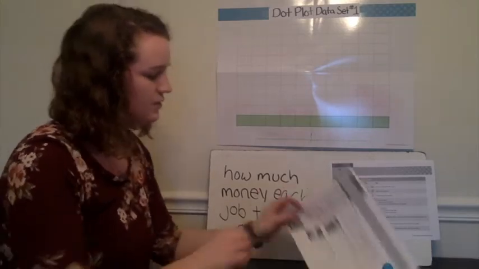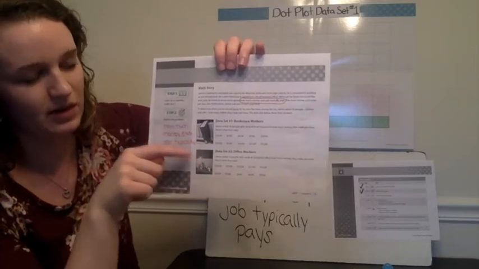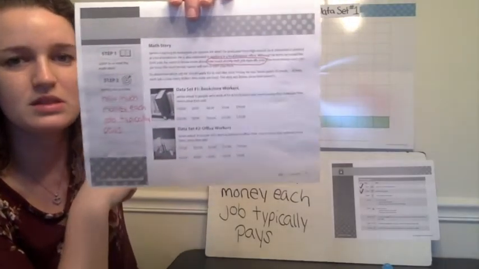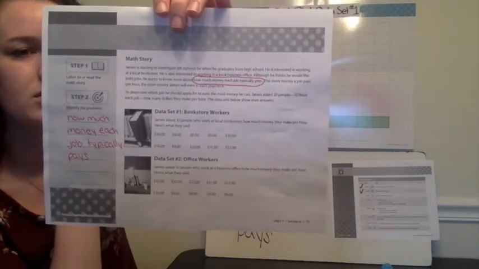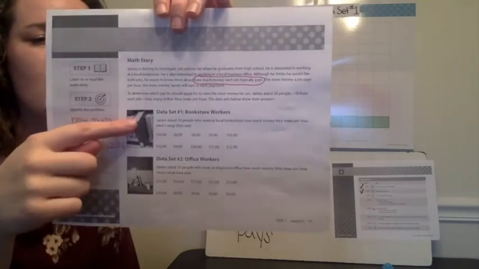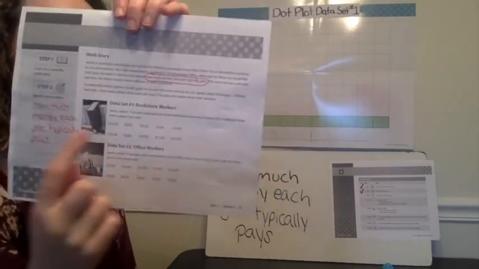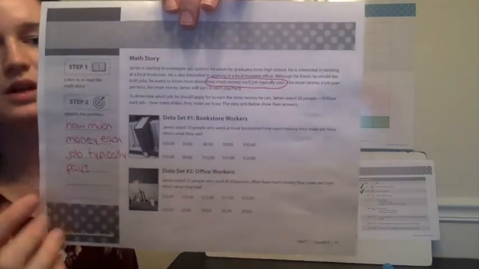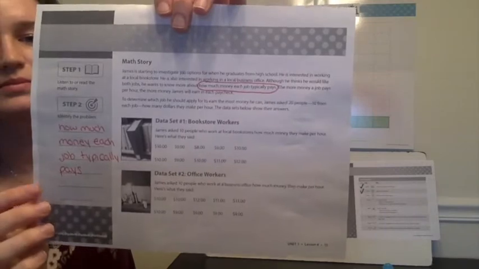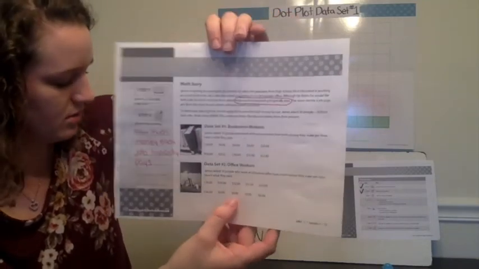And on page 15, where it has our data sets, which one says data set number 1 on it? We're looking at that one first. Which one says data set number 1? Right, it's the top one right here. Data set number 1. All right. What does it say next to data set number 1? Right next to it, right here. It says bookstore workers, okay?